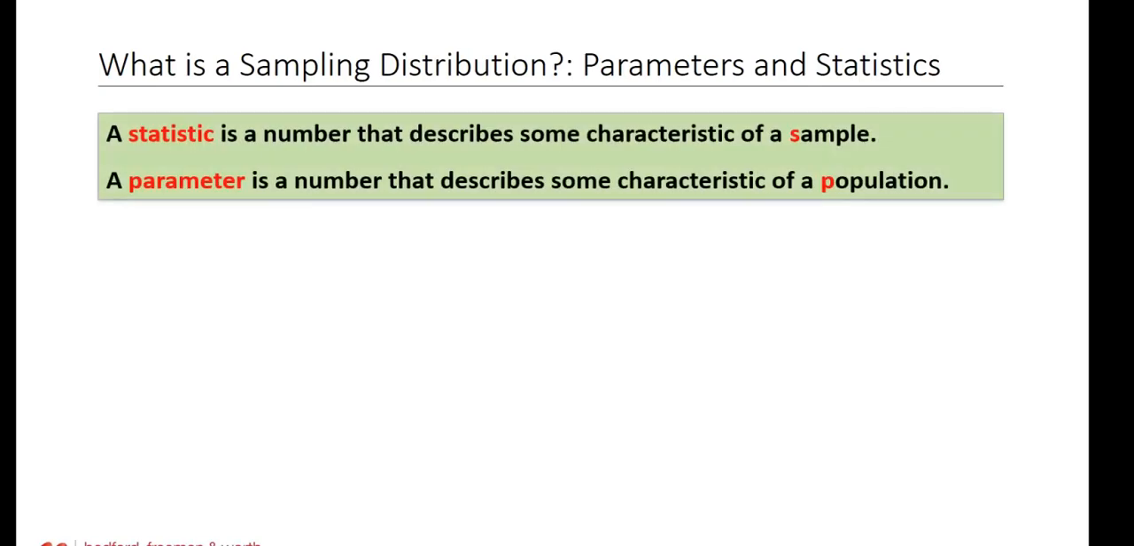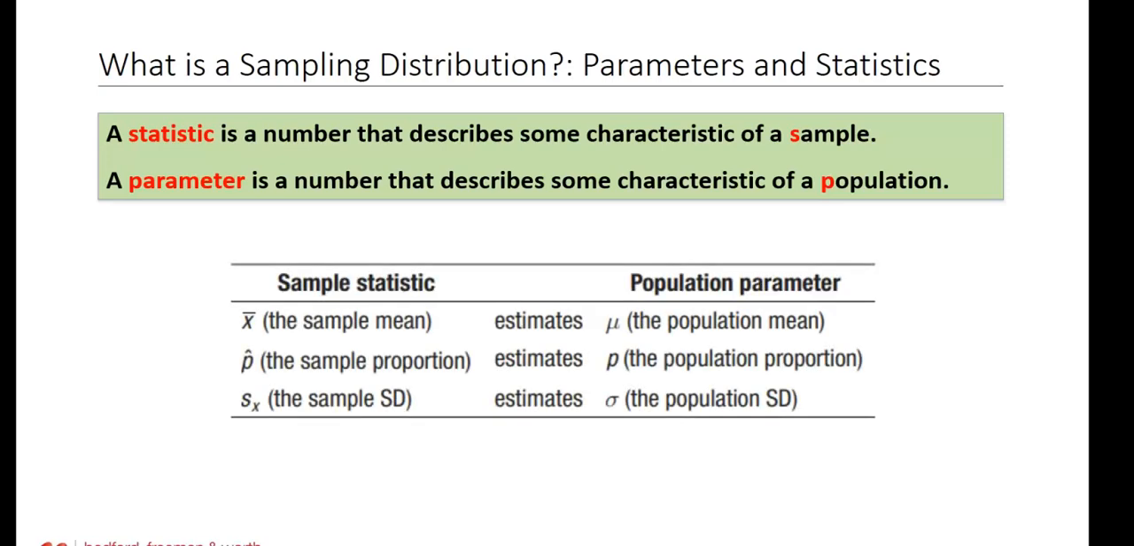You're going to see a lot of review in this lesson, a lot of stuff that you've seen before. We've talked about parameters and statistics before, if you remember the alliteration there. A statistic comes from a sample, a parameter describes a population: P P, S S. You might remember this when you're talking about means. The Greek letters are the population parameters. The non-Greek letters are the sample statistics.